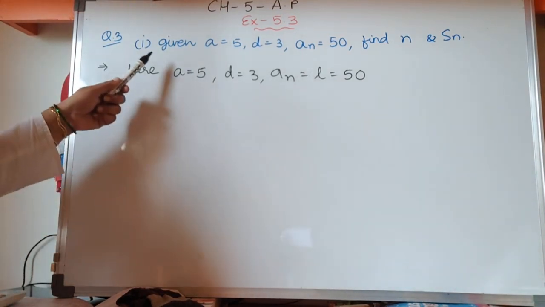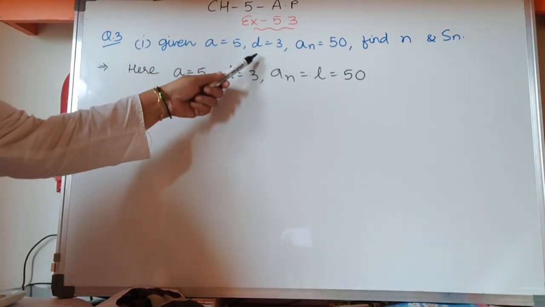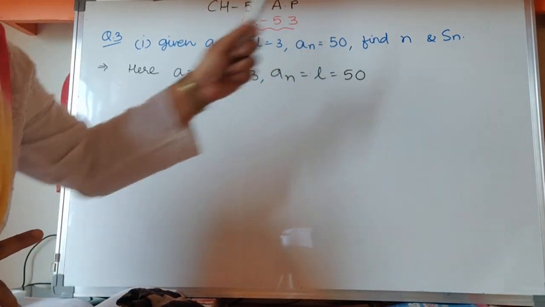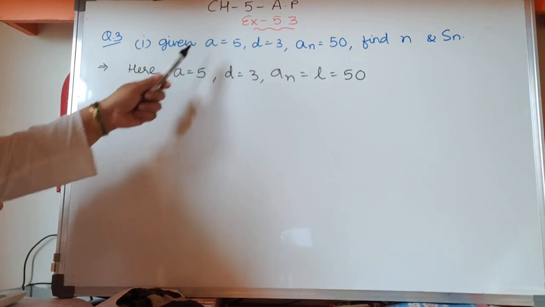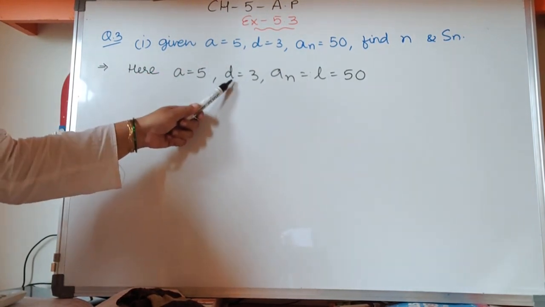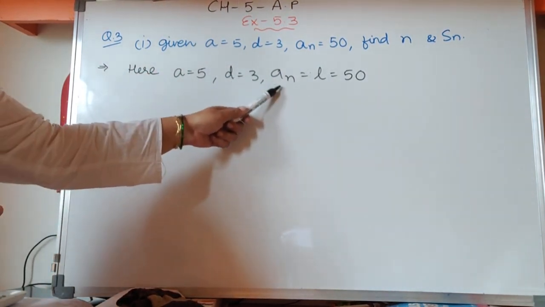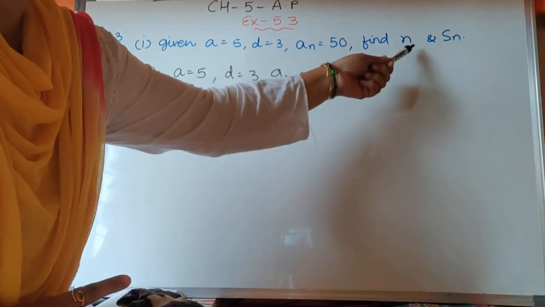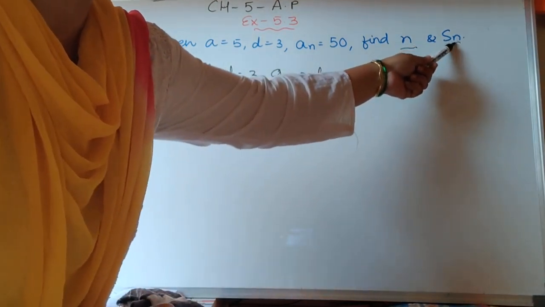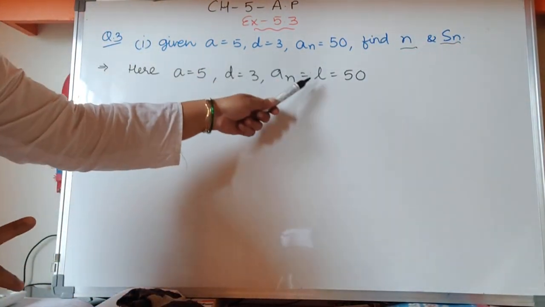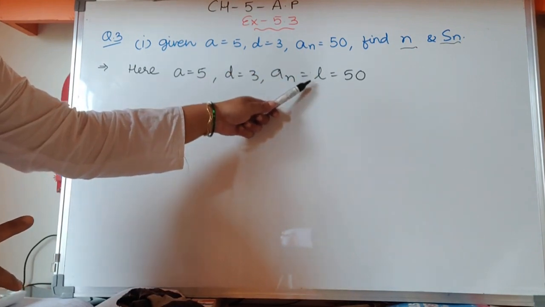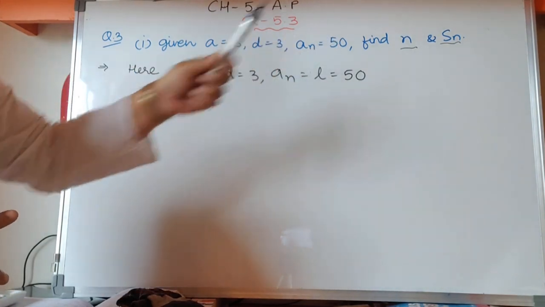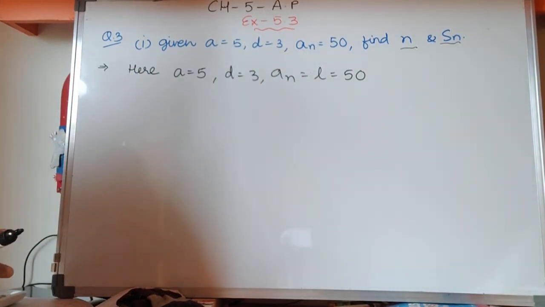Now here it is given that a is equal to 5, d is equal to 3, an is equal to 50, and we must find the value of n and Sn. So these 3 values we have. a means the first term, d is the common difference, an is the last term, and it is equal to 50. And they ask to find small n and Sn. As you know, since Sn is asked, it is a finite AP, and this is the last term. So which formula of Sn will we apply here?